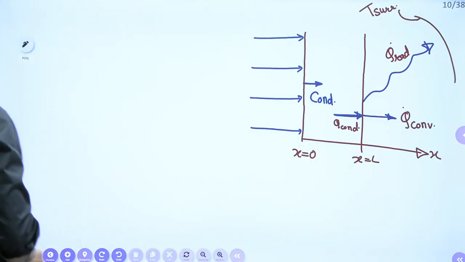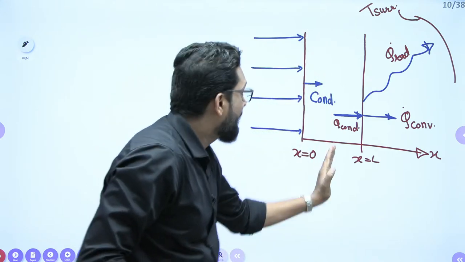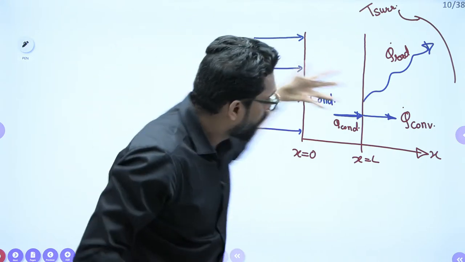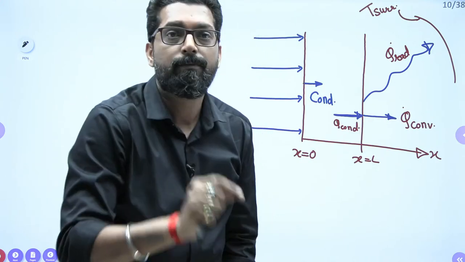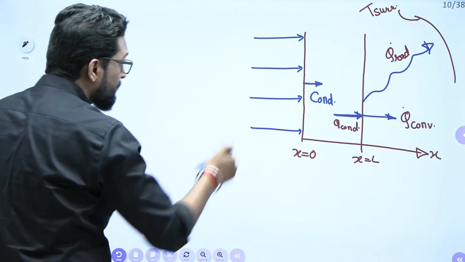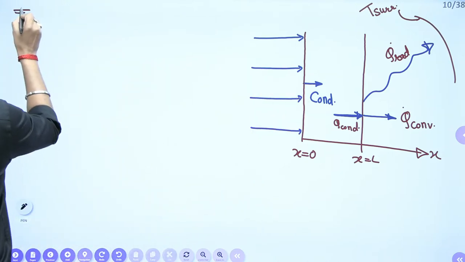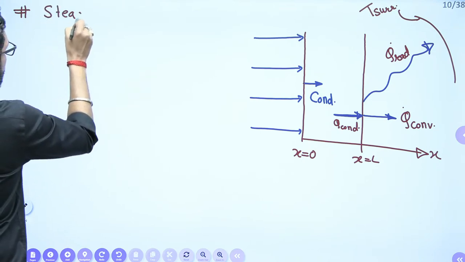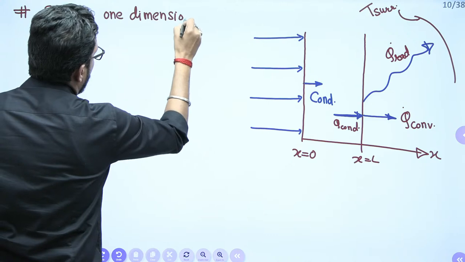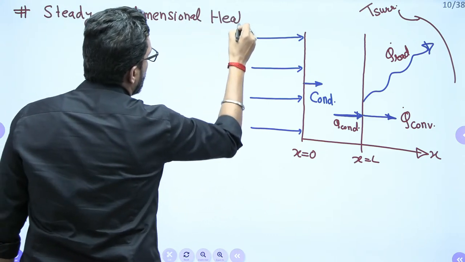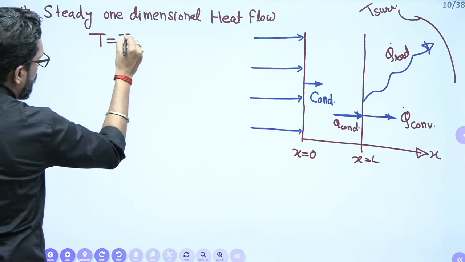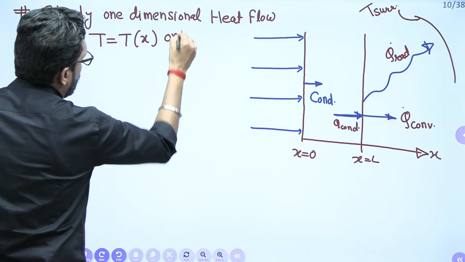Now, we can neglect the heat transfer in this direction. So we can assume the heat transfer is only along the x direction. That means it is one-dimensional heat flow, and also steady state. So the model of this problem is steady, one-dimensional heat flow, and the temperature is a function of x only, in the x direction.